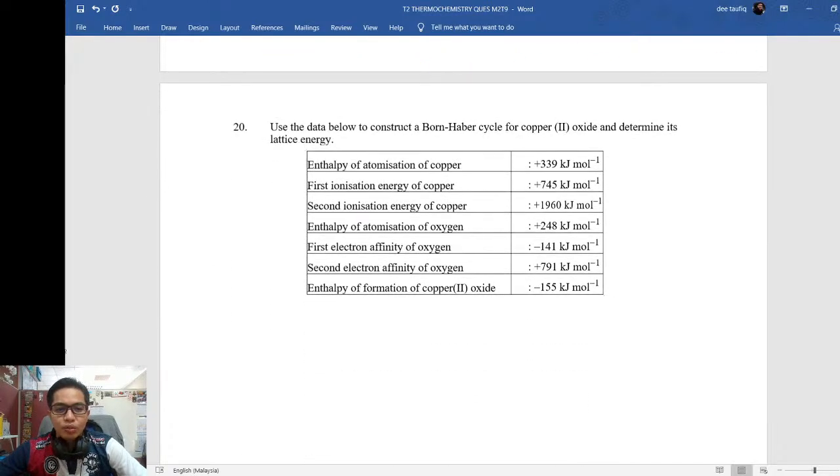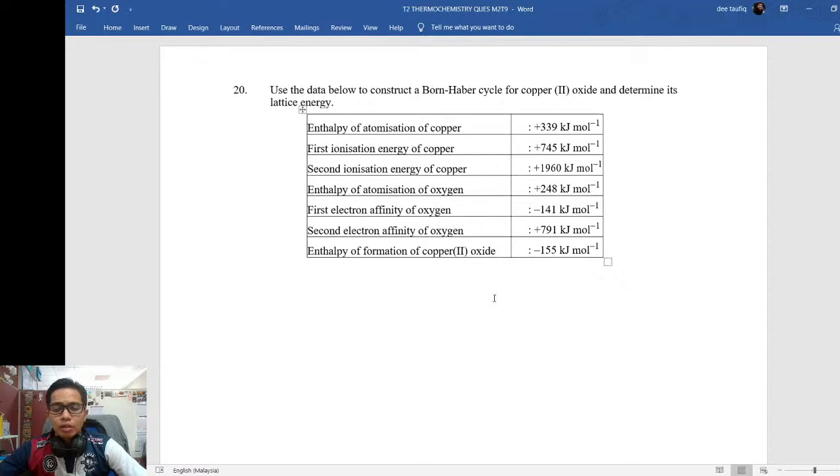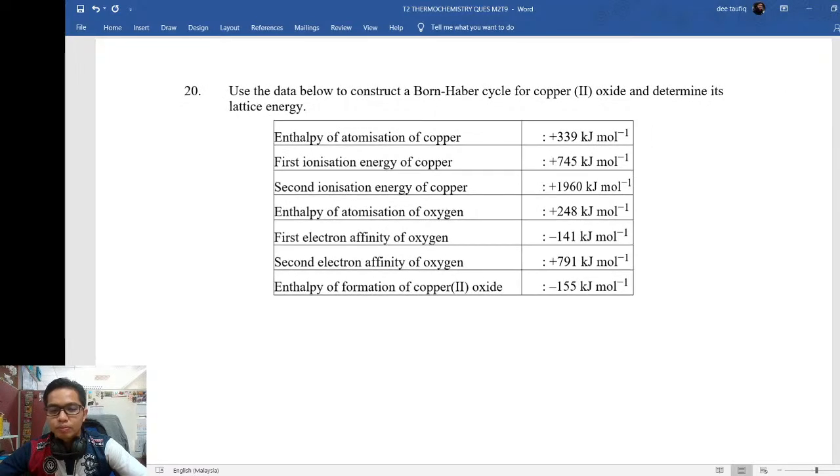For number 20, use the data below to construct Born-Haber cycle for copper to oxide and then determine its lattice energy. Okay, copper to oxide. So saya besarkan balik benda ni. Copper 2 meaning copper 2 plus. Oxide, oxygen, the charge is negative 2. Ada 2 minus. Naik.